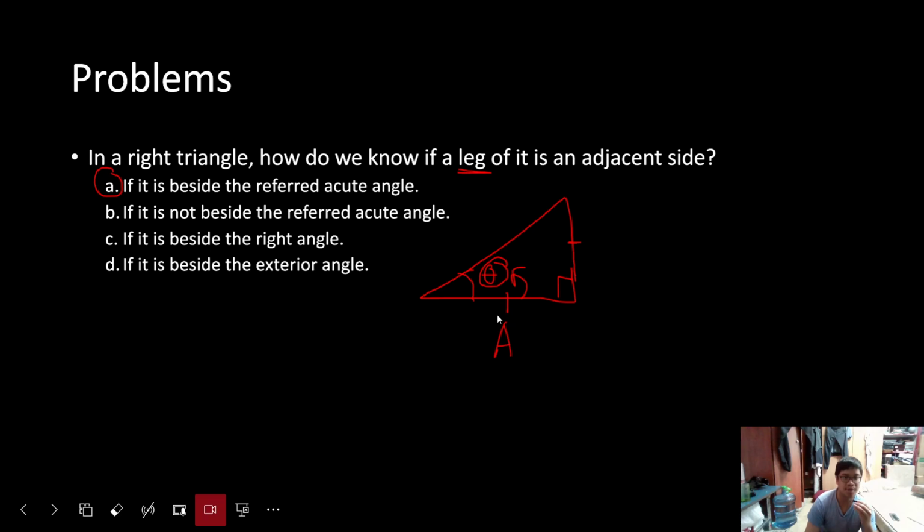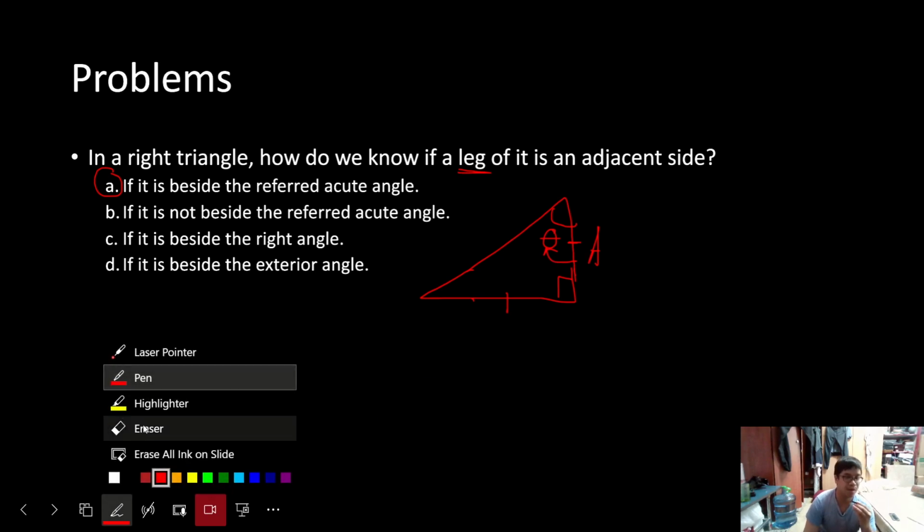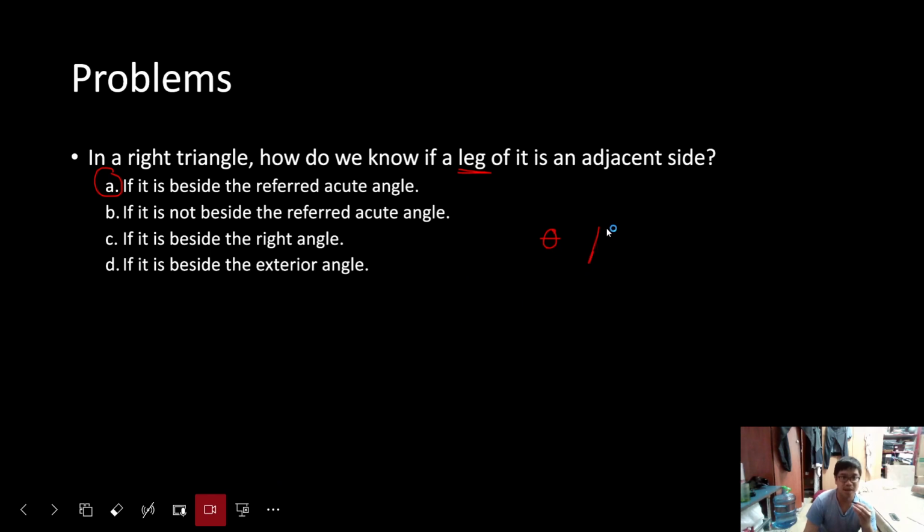Of course, if you're asking me, what if we are referring to an acute angle at this position? Like, what if the acute angle is here? So, what will happen? Then, the legs of your right triangle will also change, where this is no longer an adjacent side, but rather this side is an adjacent side already because it is beside the acute angle that we are referring to. Okay? So that is how you know if the leg of it is an adjacent side.